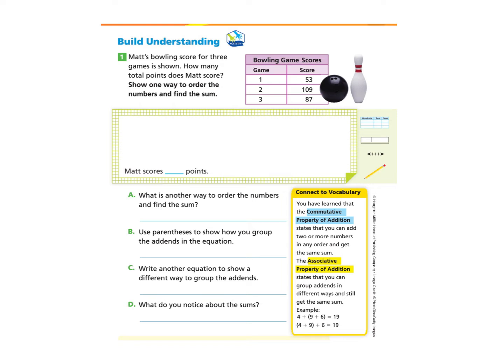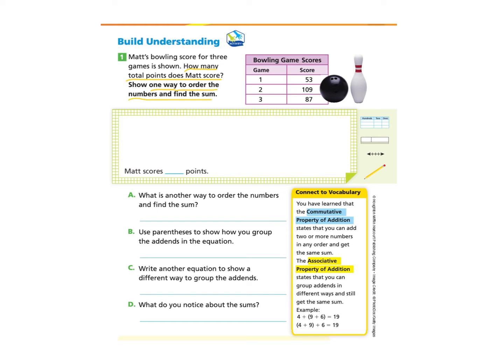We will start under Build Understanding Part 1. If you need to pause at any time, you may do so. Matt's bowling score for 3 games is shown. How many total points does Matt score? Show one way to order the numbers and find the sum.